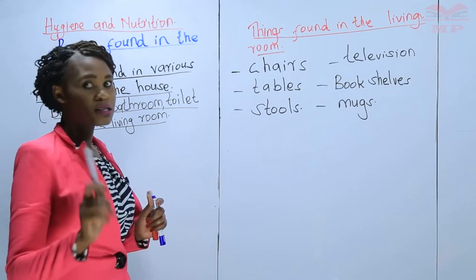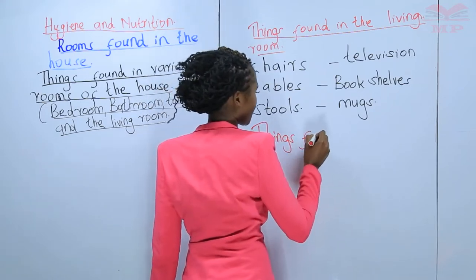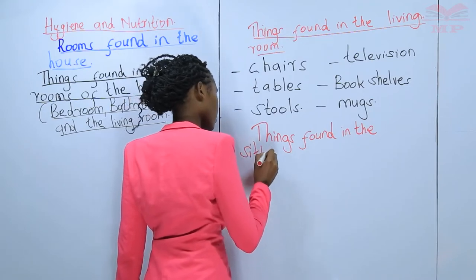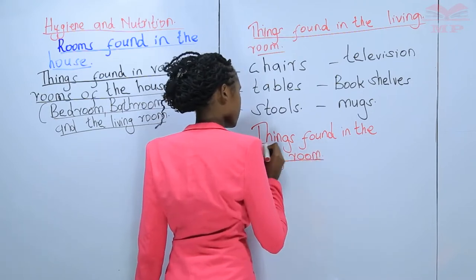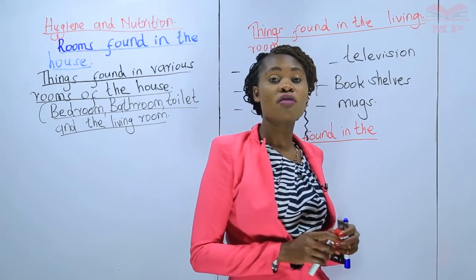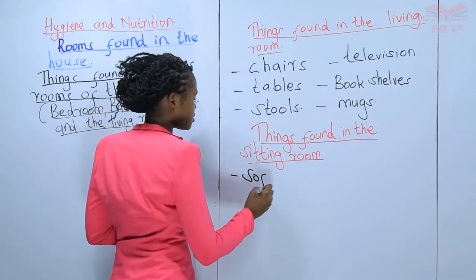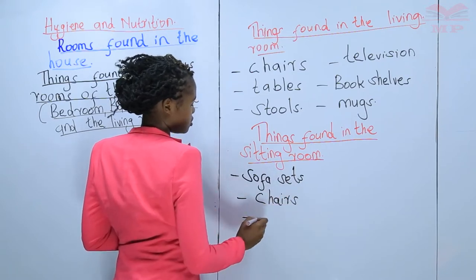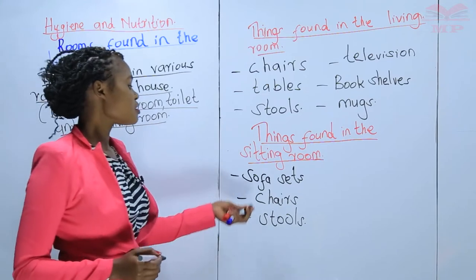Then the last one, we discussed things that are found in the sitting room. A sitting room is a place where we rest after a long day of activities. So what are some of the things that are found in the sitting room? The first one, we have sofa sets. We have chairs. And we also have stools. These are some of the furniture that are found in the sitting room. Sofa sets, chairs, and stools.